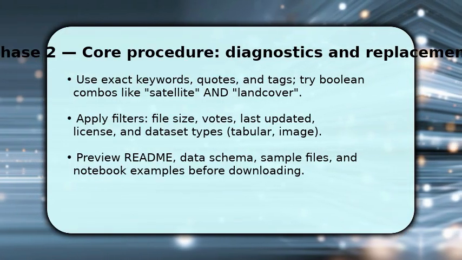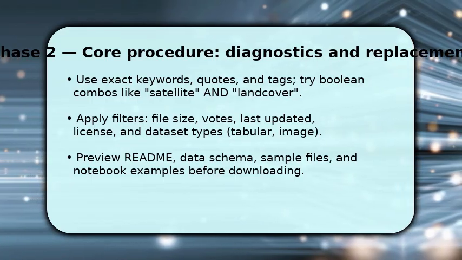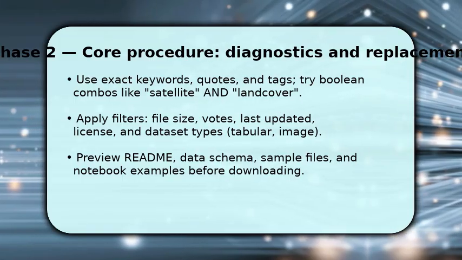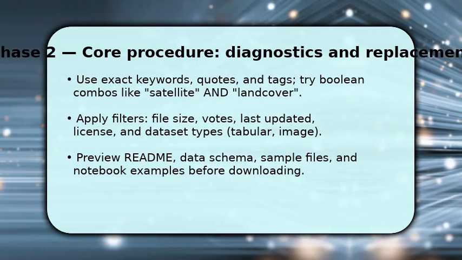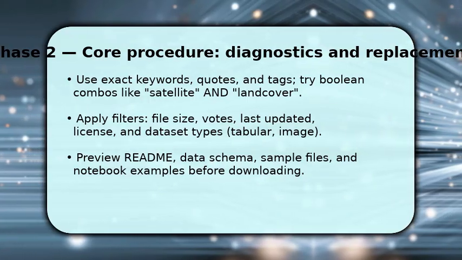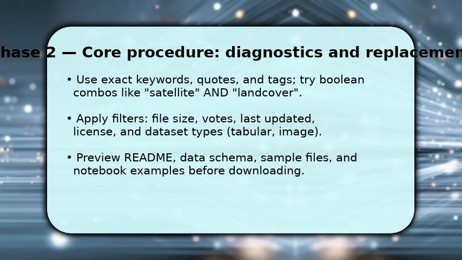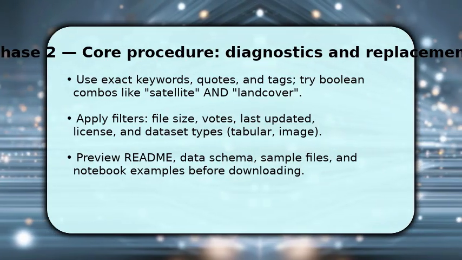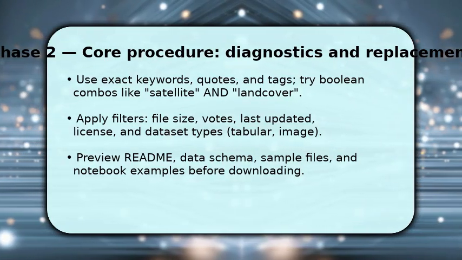Make sure to apply filters for file size, vote count, update date, license, and dataset type so you only see feasible options. Once a promising dataset appears, open its README and glance at the schema and sample files. This tells you whether the format and data quality match your needs before you invest time downloading large archives.